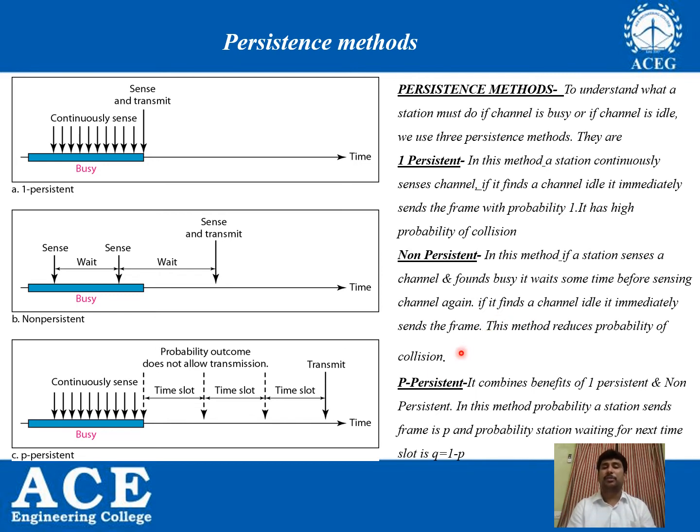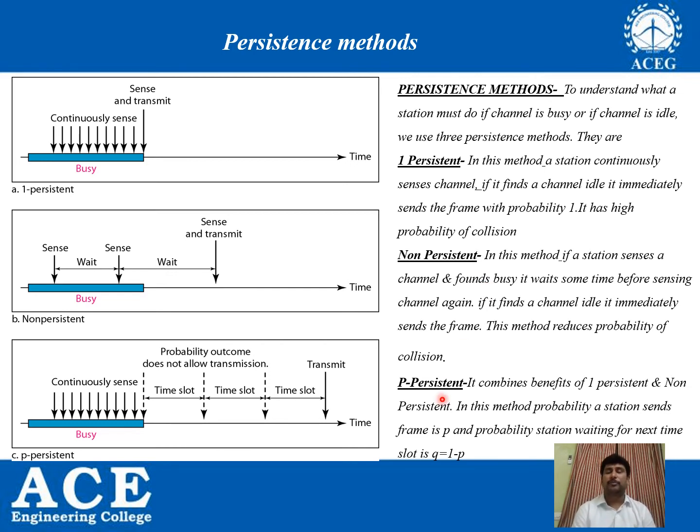How does it reduce the probability of collision? When you find a channel busy, instead of continuously sensing it, we wait for some time before sensing the channel once again. Here also you found the channel busy, you waited, sensed again, found it busy again, waited for some time, and later when you sensed, it was free, and you immediately transmit. That is called non-persistent carrier sense multiple access.